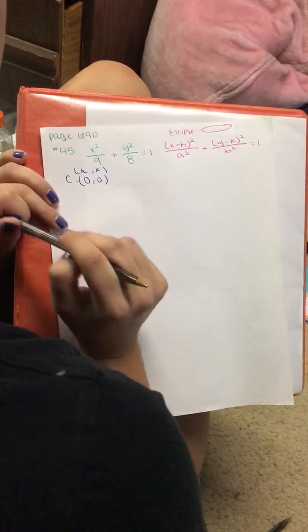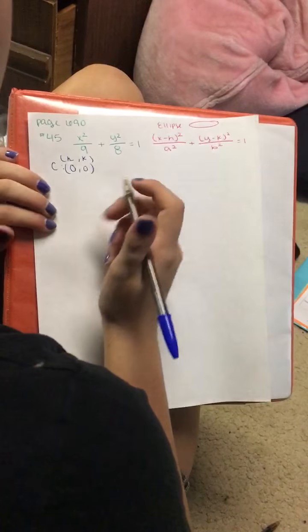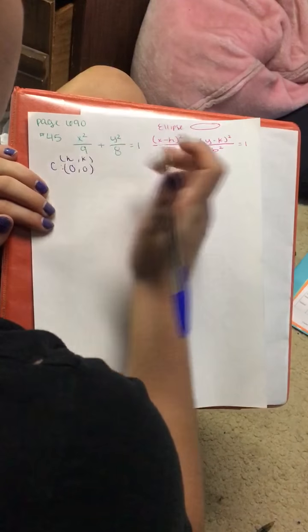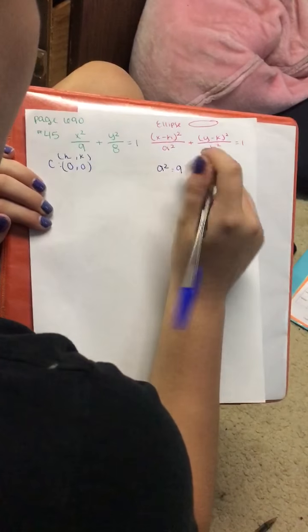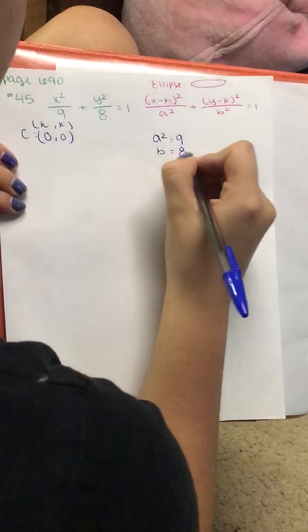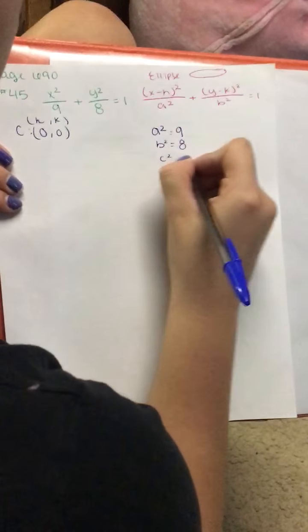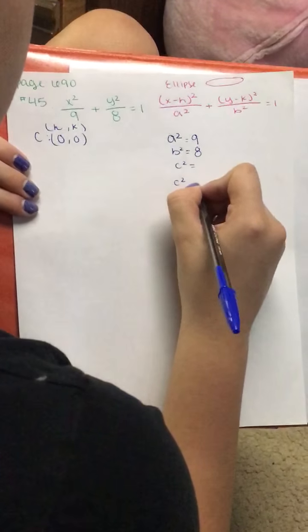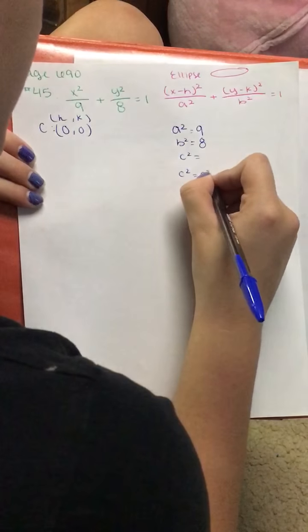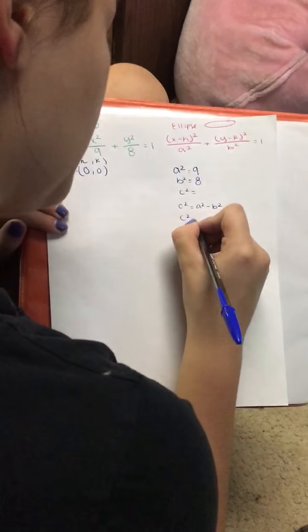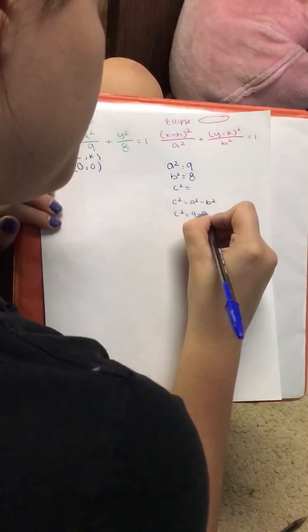And then also from the equation that was given, you can find out your a squared and your b squared value. So your a squared value is going to be under the x, so it's going to be 9. Your b squared is under the y, which is going to be 8. And then you're able to find out your c squared from the equation c squared equals a squared minus b squared. So you have c squared equals 9 minus 8.